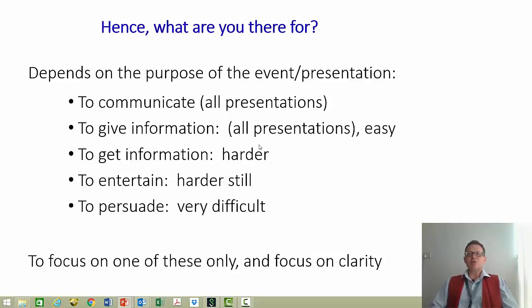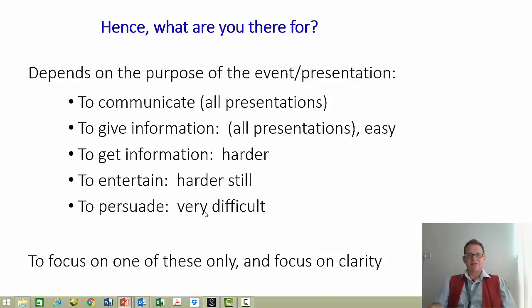It may be a two-way presentation, maybe a marketing type event, where actually, whether it's declared or not, one of the aims is to get information. That's harder, and in the third talk, we'll think a little bit about ways and means here. It may be that you're there to entertain. It may be you're a stand-up comic. That's pretty hard, and I'm not really going to talk more about that. It may be that you are there to persuade. This is extremely difficult, and again, this is not something I'm going to cover.